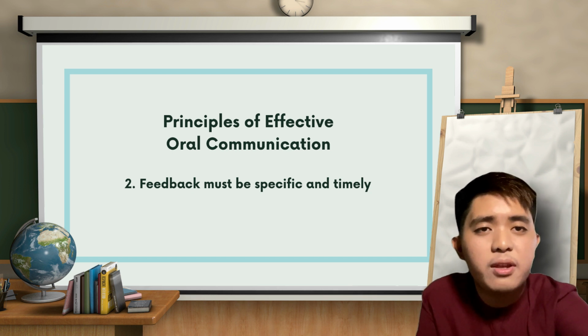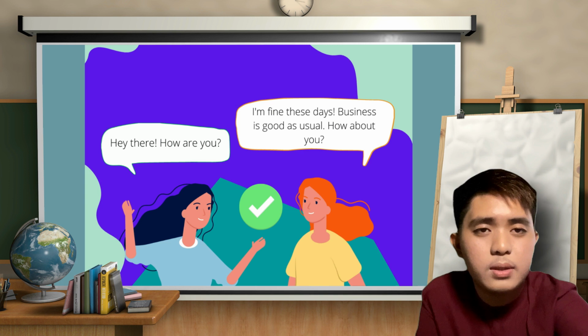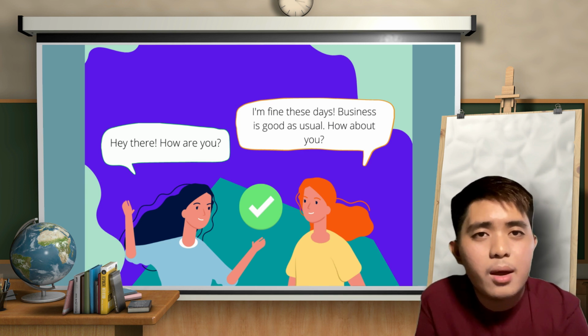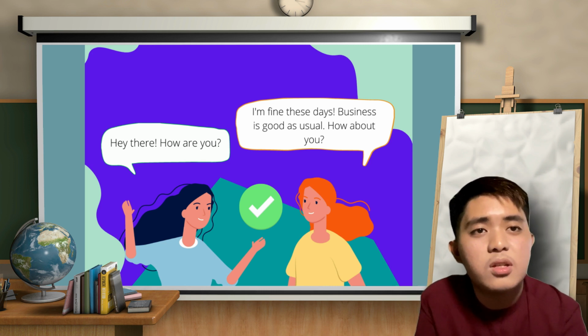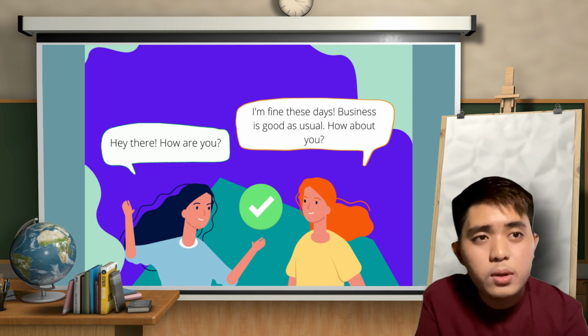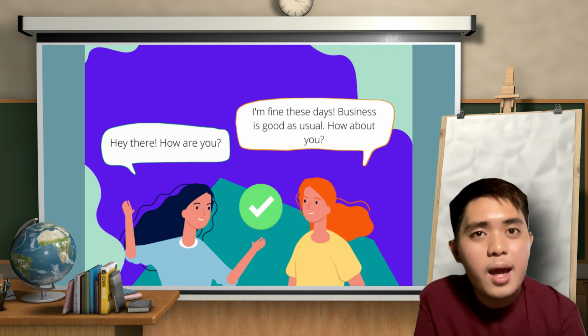For the second principle of effective oral communication, we have: feedback must be specific and timely. Of course, when feedback is not that specific, then misunderstandings may arise, right? So the sender asks, "Hey there, how are you?" And the receiver responds, "I'm fine these days." And she added that business is good as usual. "How about you?" You could see that her response is very specific.